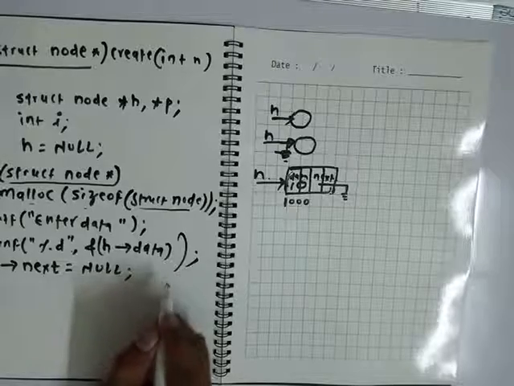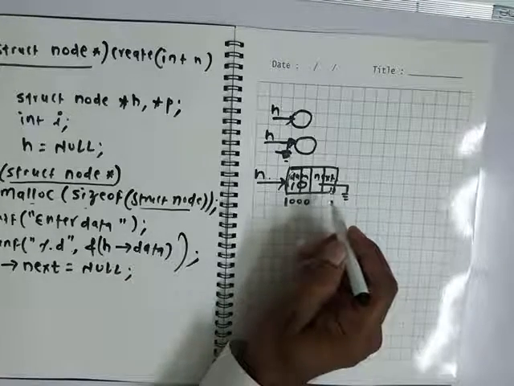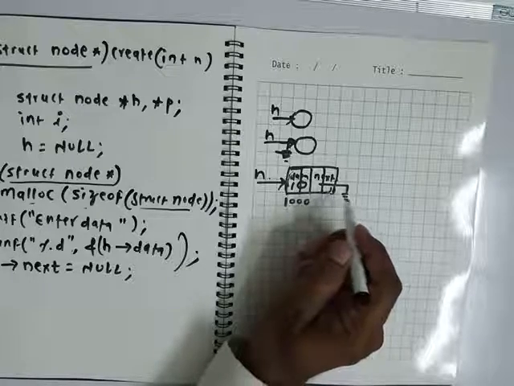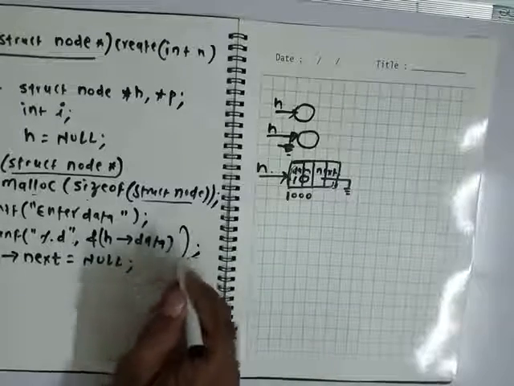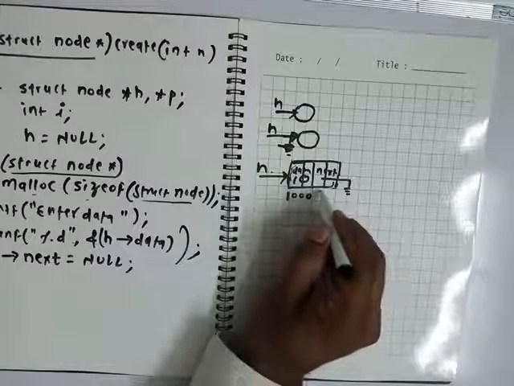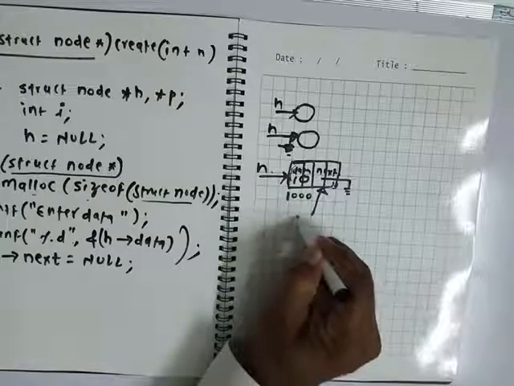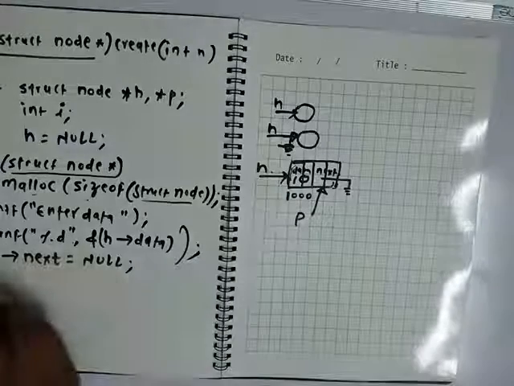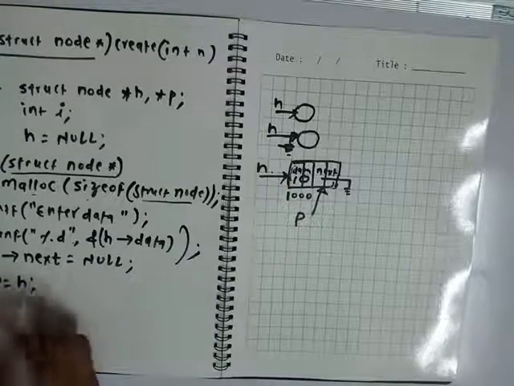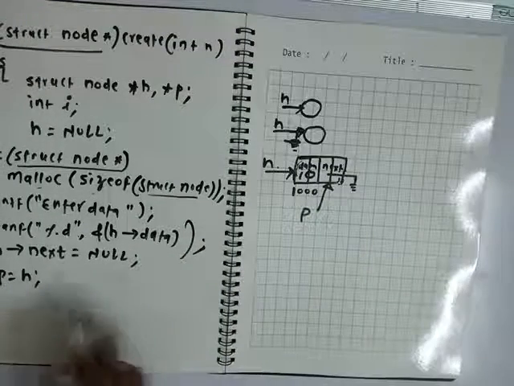Okay, so far so good. So the first node is created. Now we'll create subsequent nodes inside a loop, because that will be a repetitive task. But before that, I'll take one more pointer p, which will help me create the entire linked list, as we have seen. So let me set p is equal to h. So p will point where h is pointing, right?